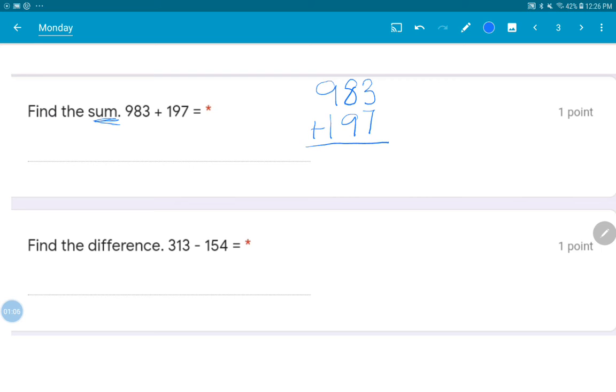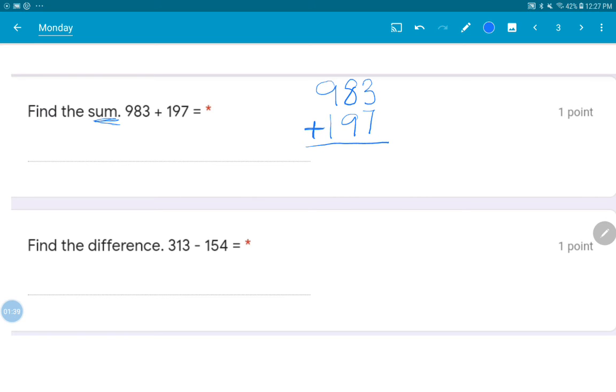I added 983 plus 197. Okay. Where did you start when you were adding? I started with 983. Okay. So what did you do? Tell me the first thing you did. I looked to see if I could add.